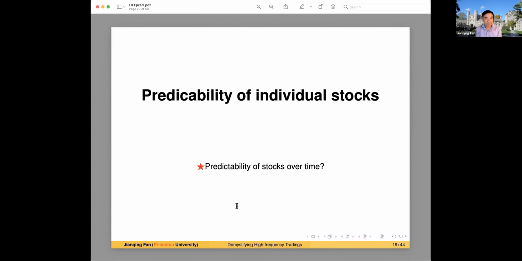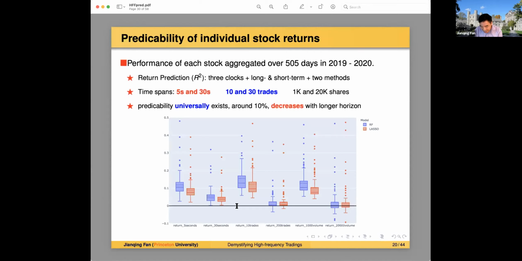So now let's talk about predictability of the stock return. First, we ask ourselves, do we have predictability over time across different individual stocks? And here is the first result that I summarize. For each individual stock, I aggregate over our prediction period, the 2-year period in 2019 and 2020. So for each individual stock, it will contribute one average or median out-of-sample R squared. And then I just summarize the result here.